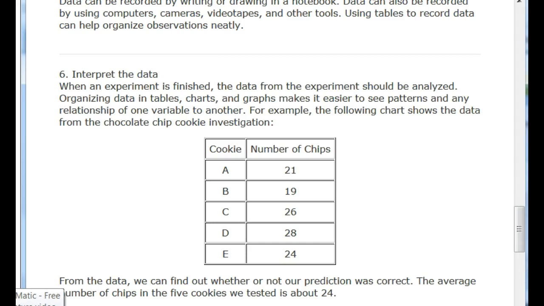Finally, you have to interpret the data. When you have all of your information or data in your notebook or on a computer or in a chart somewhere, then you need to look at it and decide, was my prediction correct or not? That's why you're looking at your data.